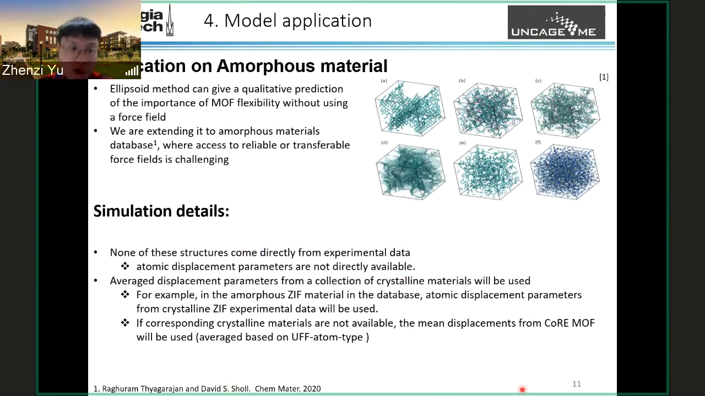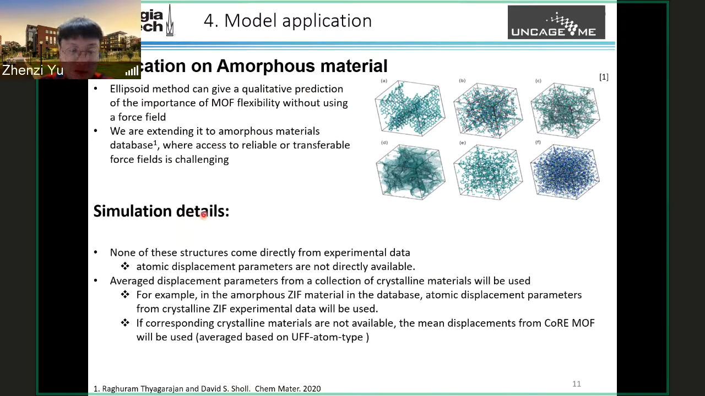Besides MOFs, we also apply this method on amorphous materials. So the ellipsoid method can give a qualitative prediction of the importance of more flexibility without using a force field. The main takeaway is that it can predict the importance of flexibility without using a force field. And for amorphous materials, access to a reliable or transferable force field is usually challenging.